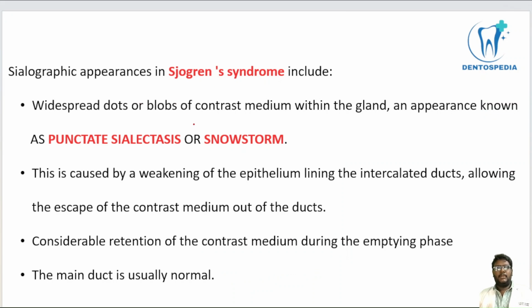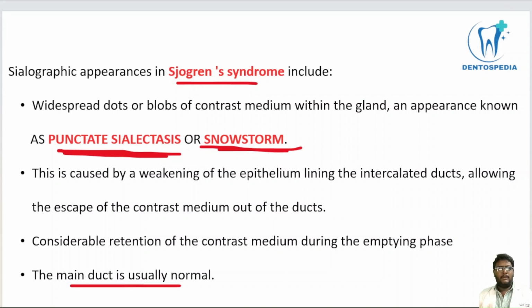And coming to the sialographic appearances of Sjogren's syndrome, xerostomia is one of the characteristic features. In that syndrome we have a particular appearance called punctate sialectasis, or snowstorm appearance. Don't confuse sialectasis and punctate sialectasis. These two are completely different. Sialectasis we see in the sialadenitis condition, and punctate sialectasis is seen in Sjogren's syndrome, and this appearance is also called snowstorm appearance. And here also usually the duct will be normal.